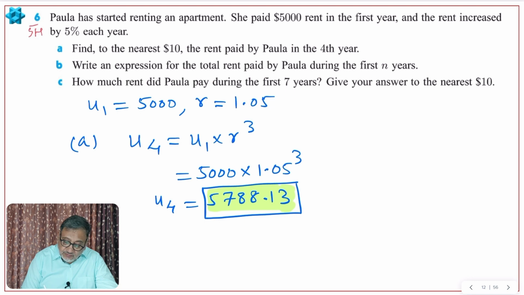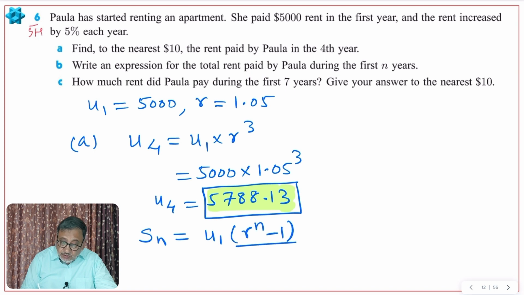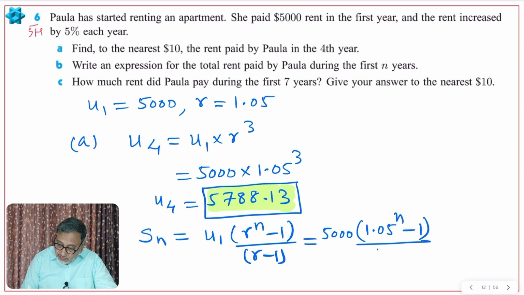Okay. Now B part says write an expression for the total rent paid by Paula during the first n years. So Sn you have to find because they are asking for the total rent. Okay. So total rent means Sn. So let me write the formula of Sn. I was writing the arithmetic formula. This is for a geometric sequence. So U1 into R raised to n minus 1 over R minus 1. Right. So I'll put all the figures: 5,000, R is 1.05 to the power n minus 1 over 1.05 minus 1.